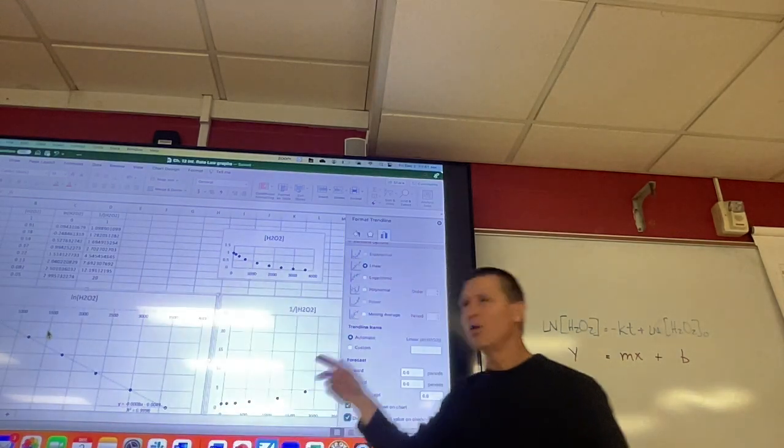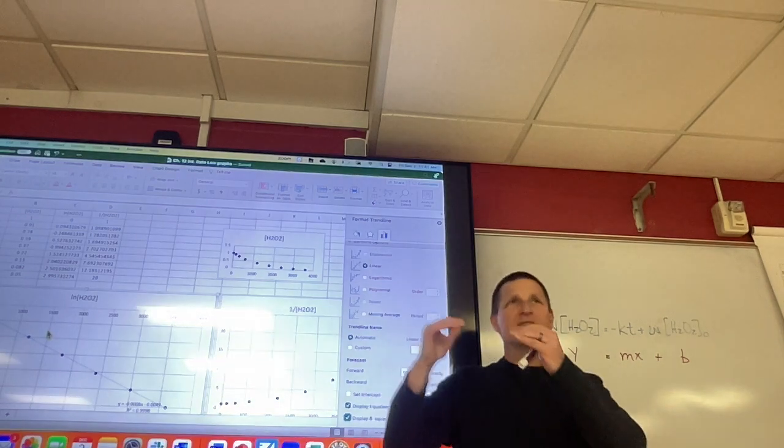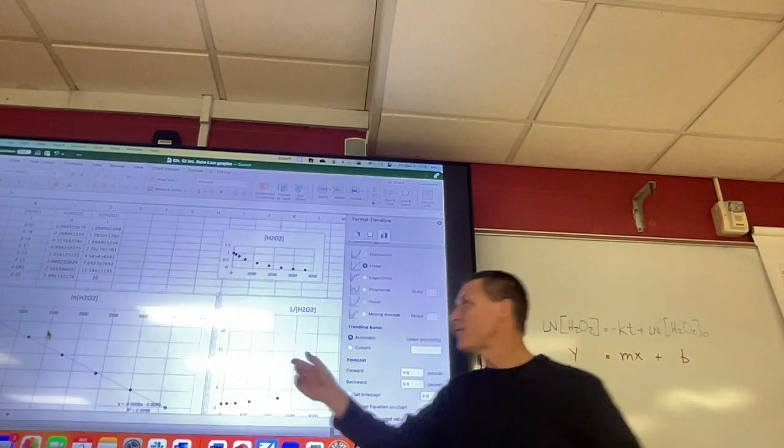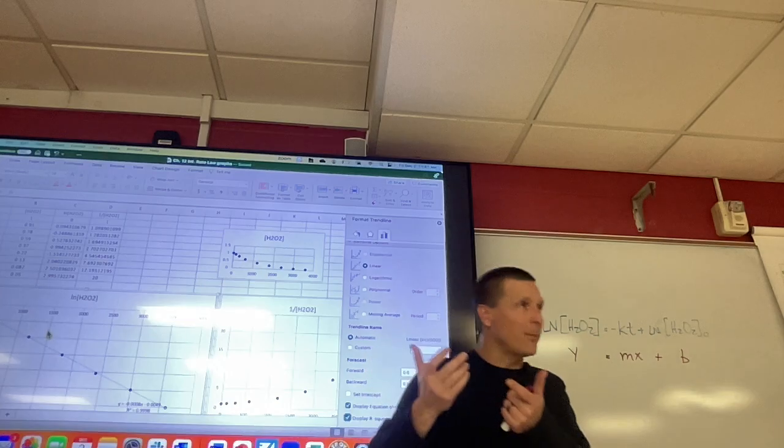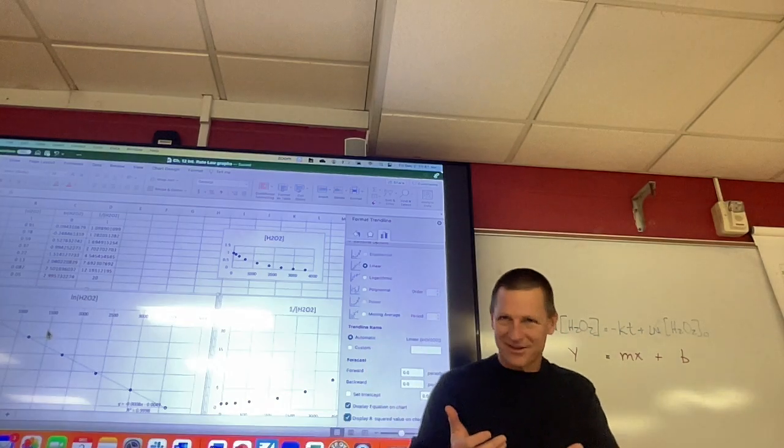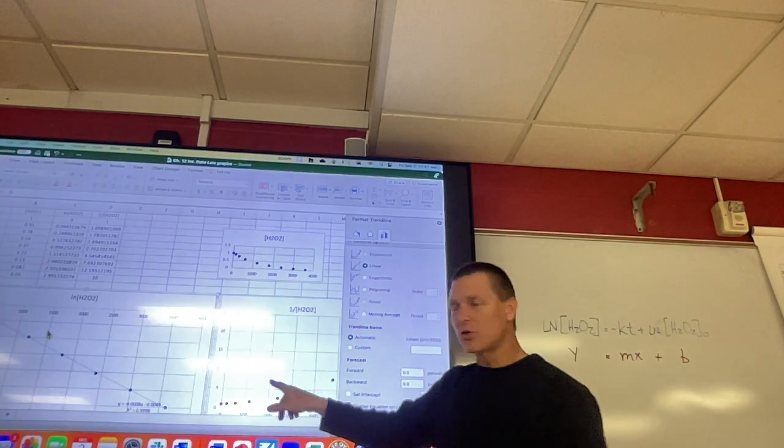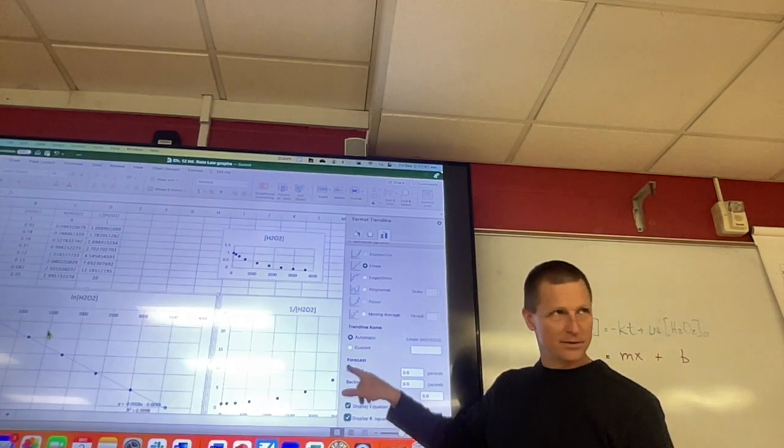The second order, though, keep this in mind: as the concentration goes down, the inverse of that number will be going up because the denominator is getting smaller. So the second order graph will always have a positive slope.